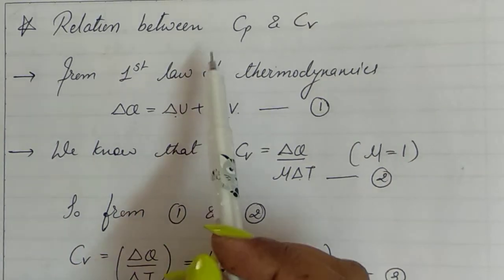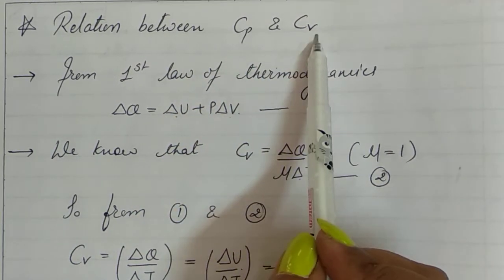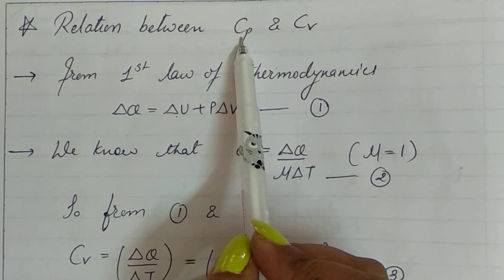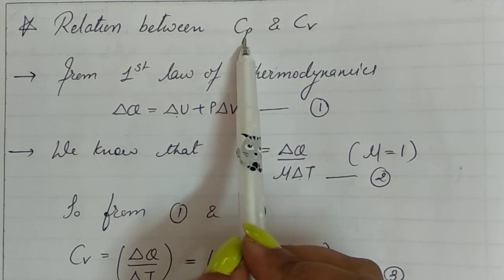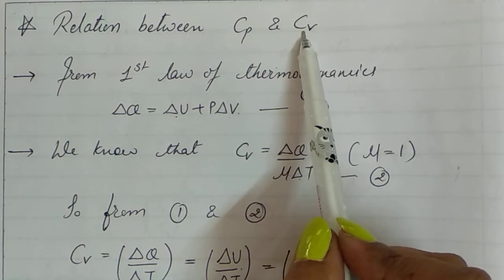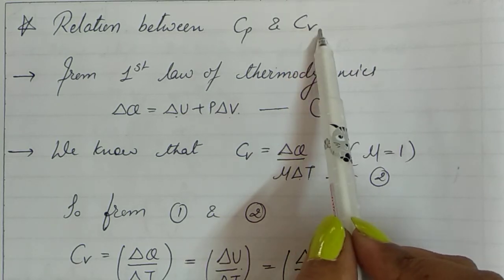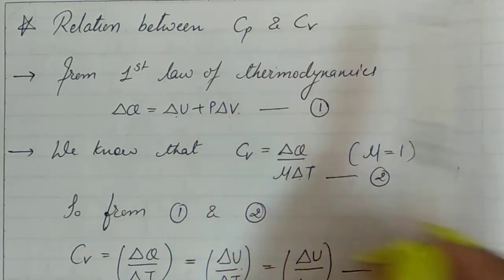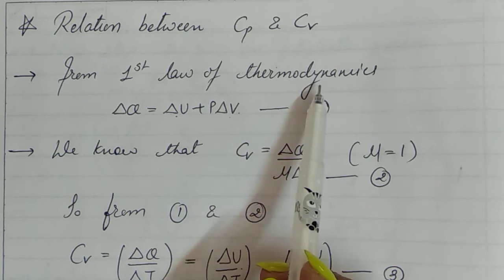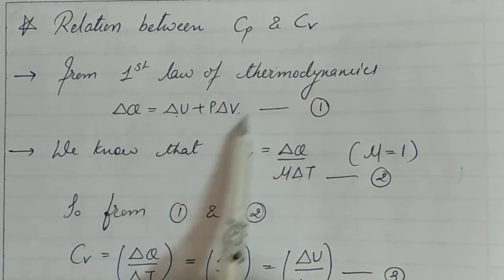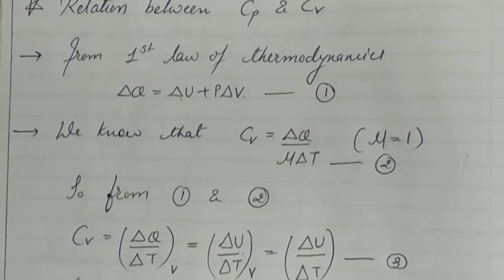Students, now we'll obtain the relation between Cp and Cv. Cp is the specific heat capacity of a gas at constant pressure, and Cv is the specific heat capacity of a gas at constant volume. So to obtain the relation between these two, we'll start with the first law of thermodynamics. This is the mathematical form of the first law.